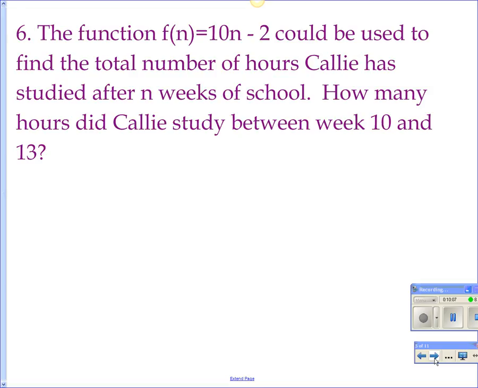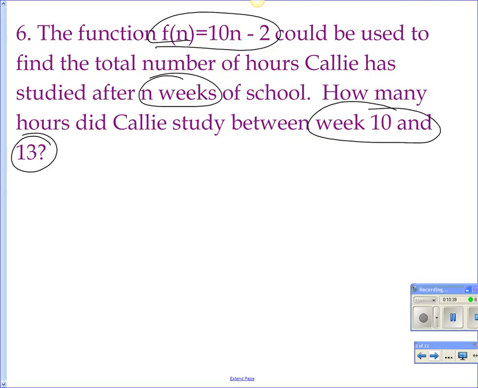Good. Ethan H., what I want you to do first. Circle. Good. Allison, what else should get circled? N is weeks. Very good. N is weeks. And Joey, there's one more thing to get circled. Very good. Week 10 and 13. Week 10 and 13. Okay.